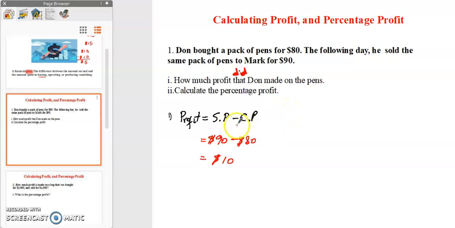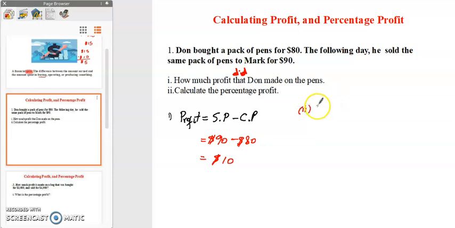So please remember the difference between the selling price and the cost price. The cost price is how much it costs the person to produce or buy the original item, right? And the selling price is how much he sells the item for. So let's look at part 2.